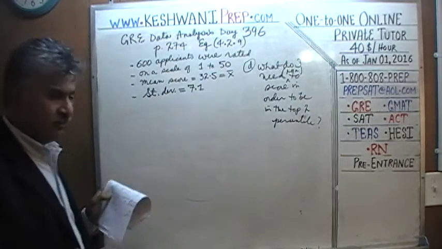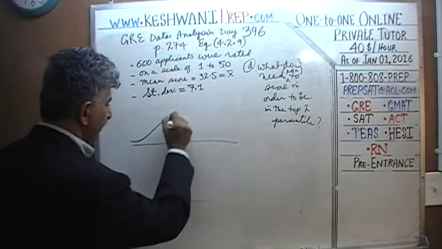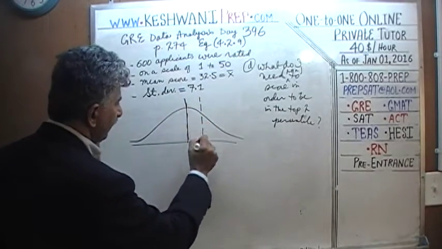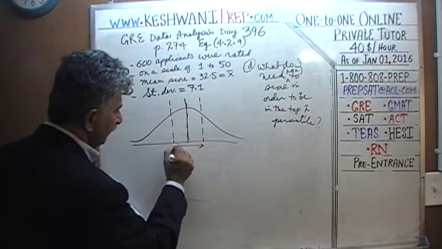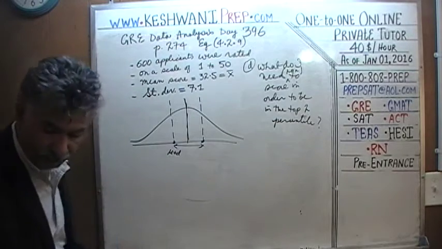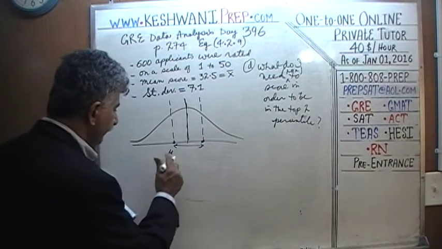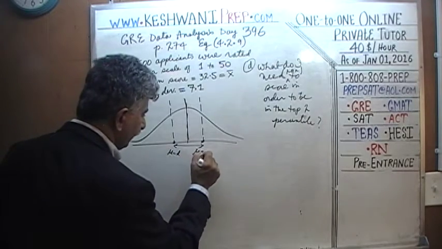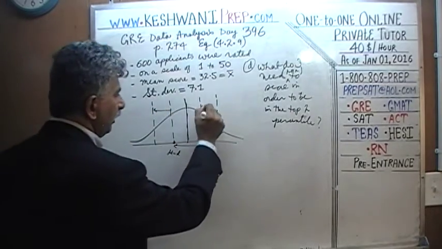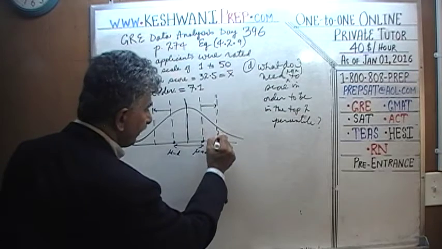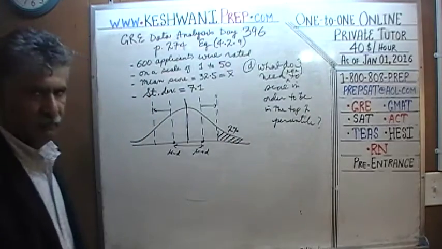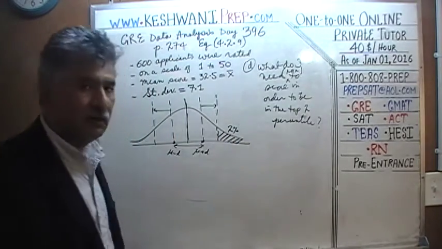The top two percentile is being asked for a reason. If you look at the shape of the normal distribution, here is our mean, here is one standard deviation. This is one standard deviation from here to here. This is mean minus one standard deviation on the left hand side, and this is mean plus one standard deviation. By the time you get to second standard deviation, what is left over is this tail, which is the 2%.